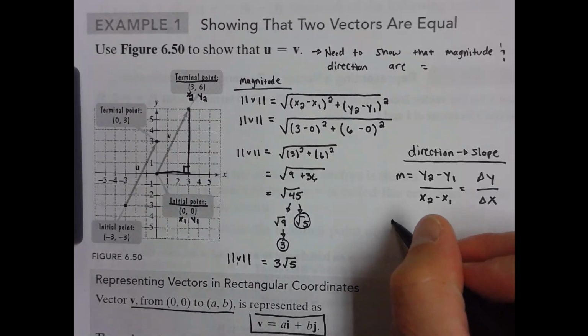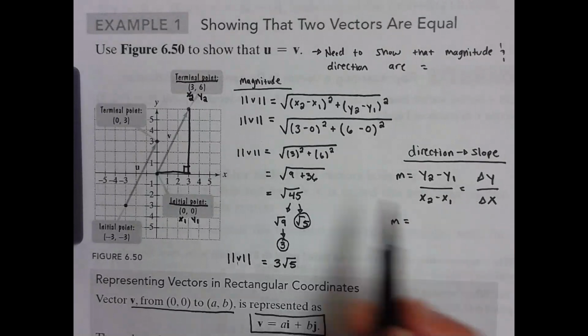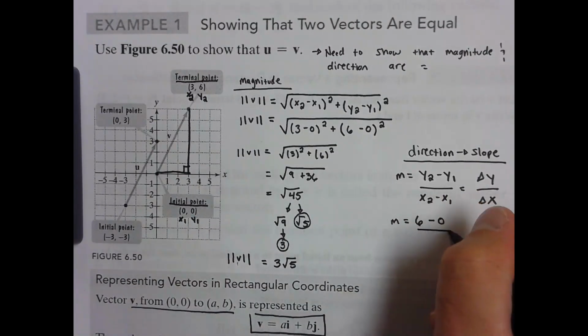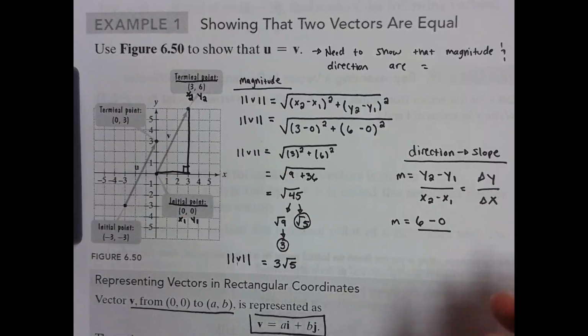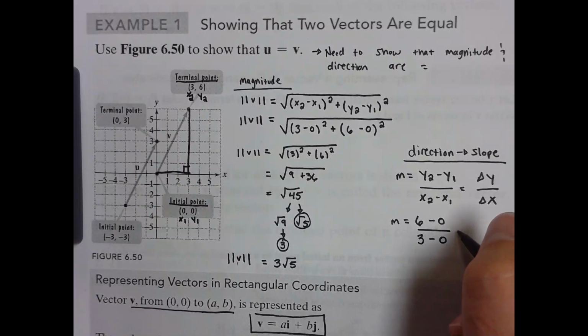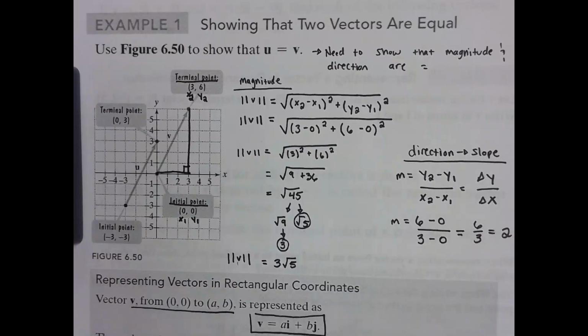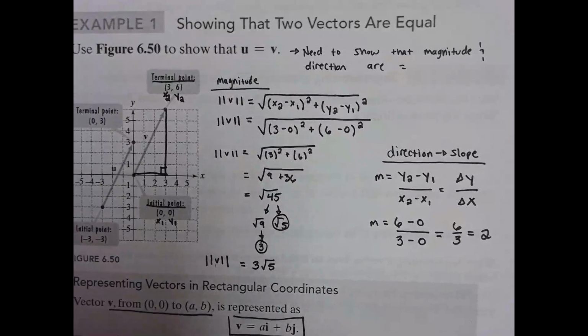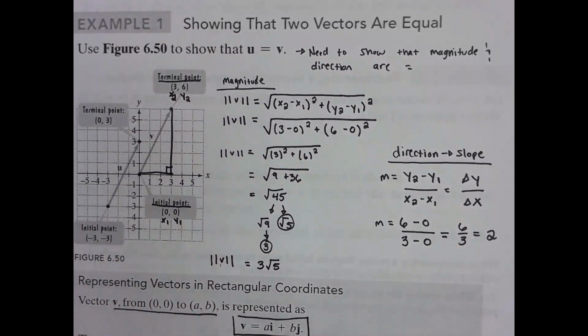So I'm just going to use the same x2, y2, x1, y1. So y2 here is 6 minus y1, which is 0. And then x2 is 3 minus x1, which is also 0. So that's 6 divided by 3, which is 2. So the slope of vector v is 2.